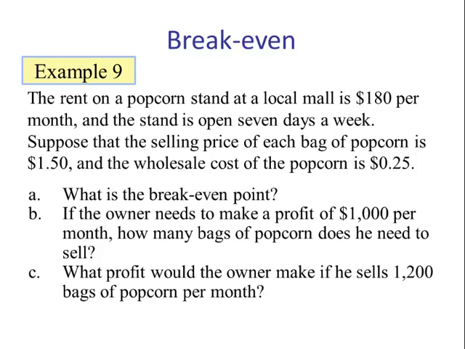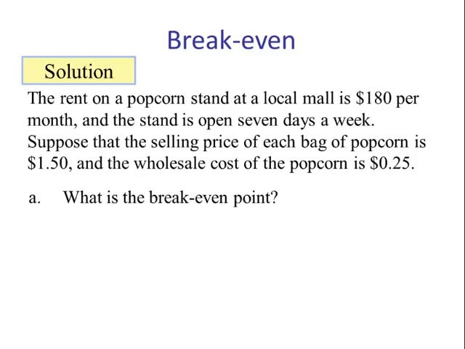Example 9. The rent on a popcorn stand at a local mall is $180 per month, and the stand is open 7 days a week. Suppose that the selling price of each bag of popcorn is $1.50, and the wholesale cost of the popcorn is 25 cents. A. What is the break-even point? B. If the owner needs to make a profit of $1,000 per month, how many bags of popcorn does he need to sell? C. What profit would the owner make if he sells 1,200 bags of popcorn per month?